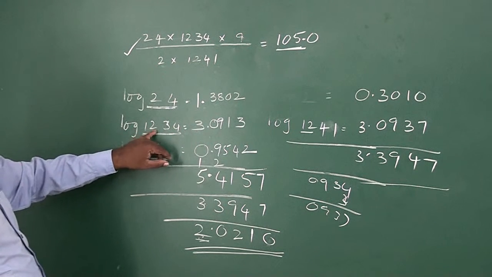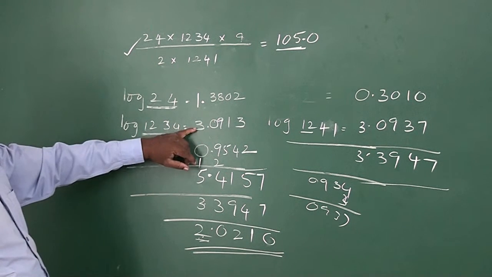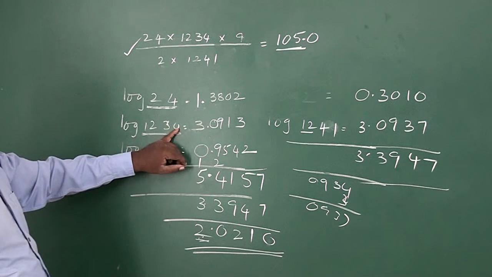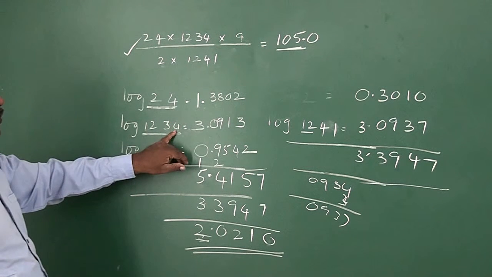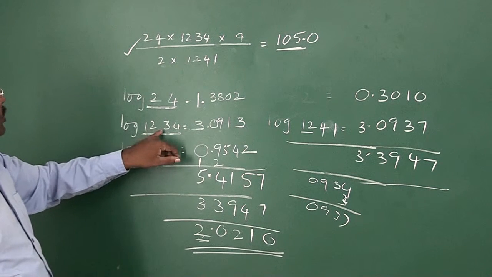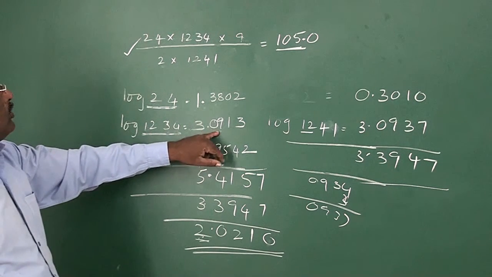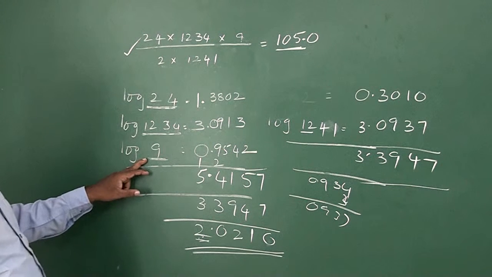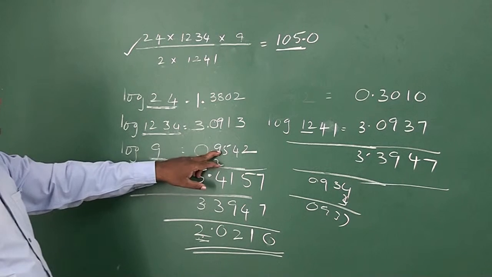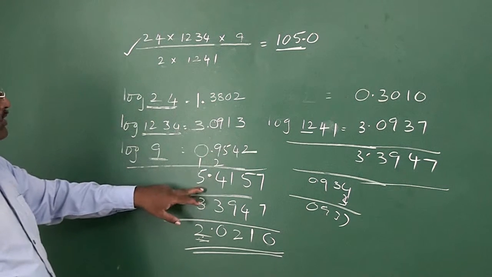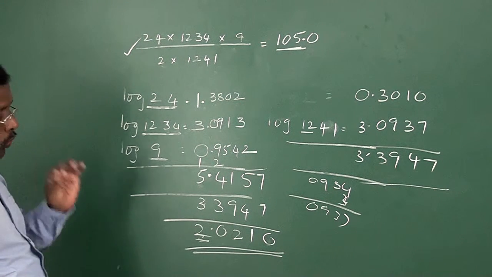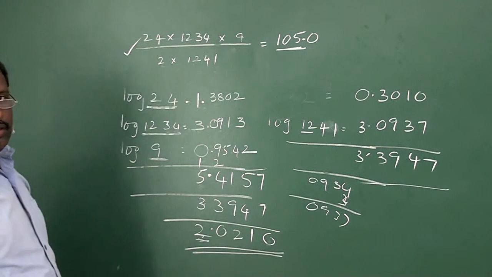Similarly, for log 1234, the number of digits is 4, so the characteristic is 3. Then 12 against 3 plus 4, adding the mean difference for 4, you will get 0913. So the log 1234 value is 3.0913. Similarly, for log 9, it's a single-digit number, so its characteristic is 0, and 90 against 0 is 9542. On adding all three, you will get 5.4157. That is the log value of the product of all these numerators.